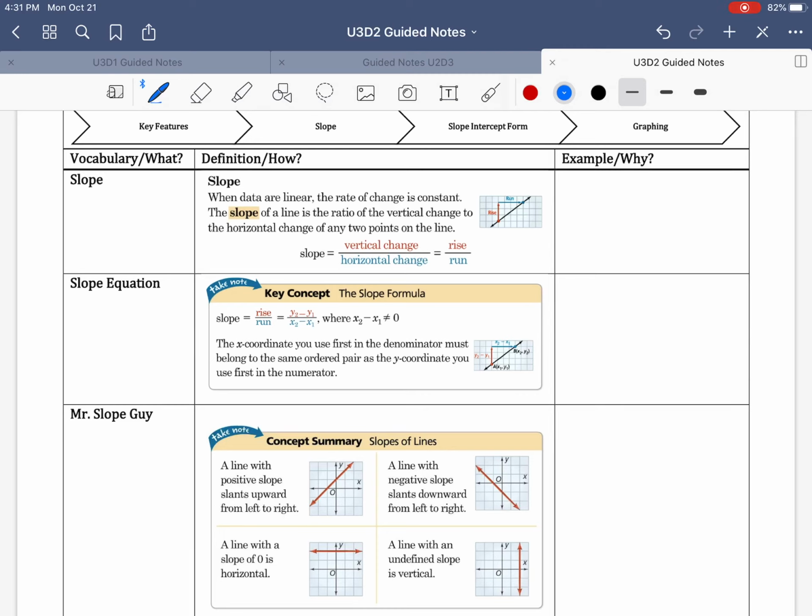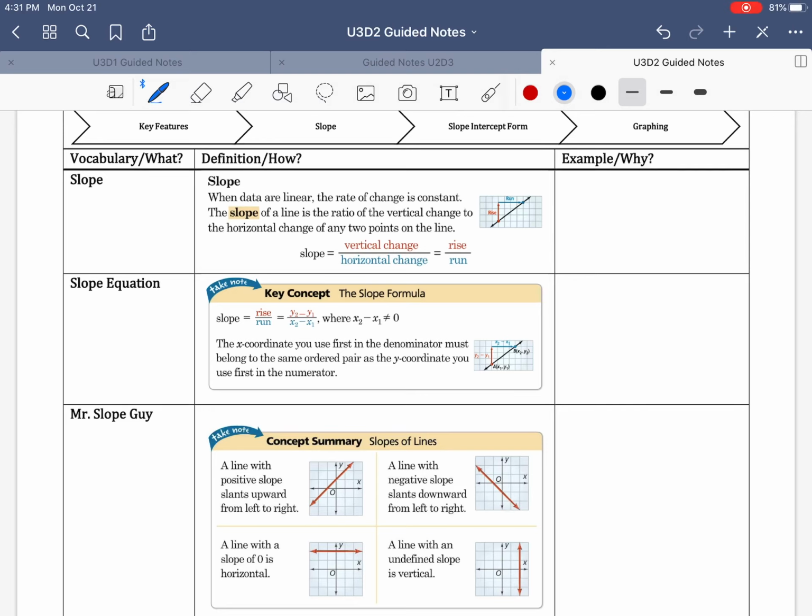Now slope is when the data is linear, the rate of change is constant. The slope of a line is a ratio of the vertical change to the horizontal change of any 2 points on a line. Now this is like the formal definition, but maybe it doesn't make a lot of sense yet.